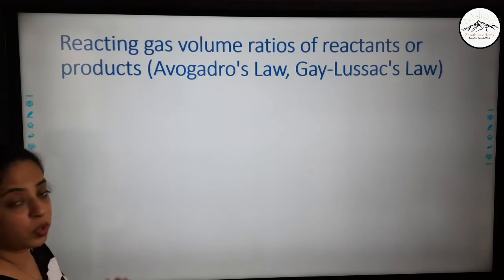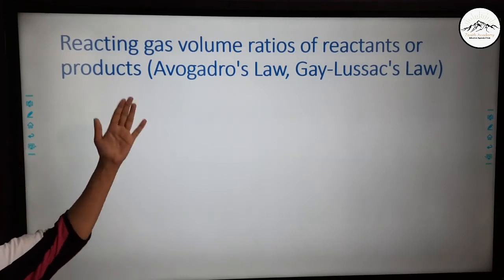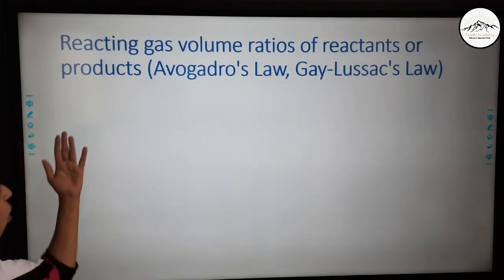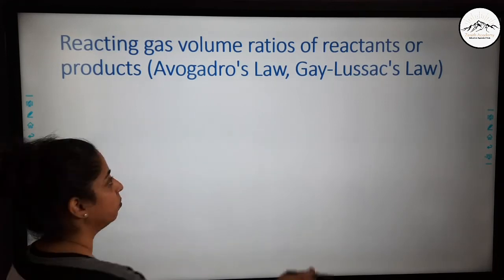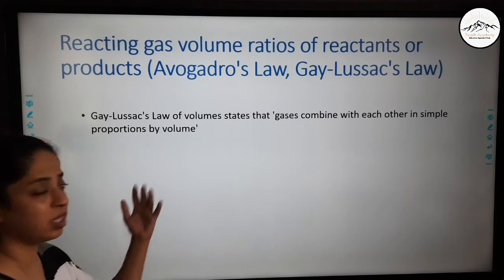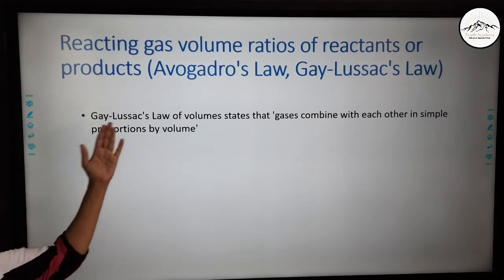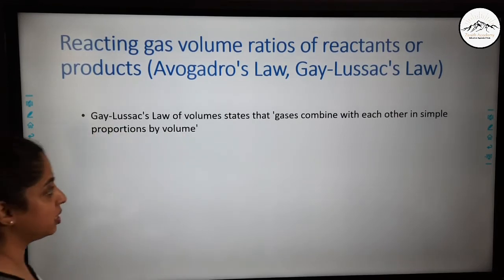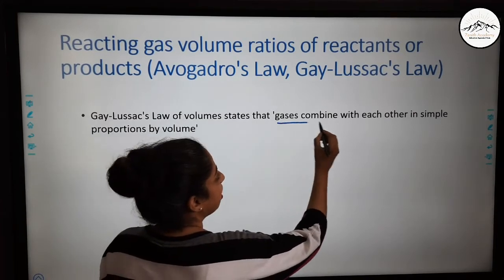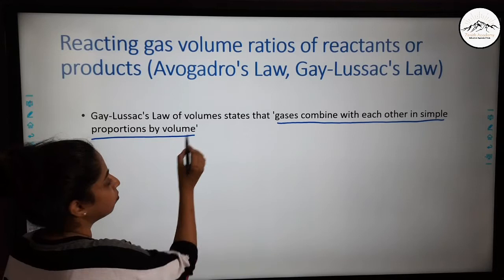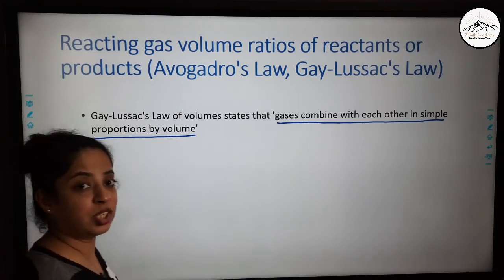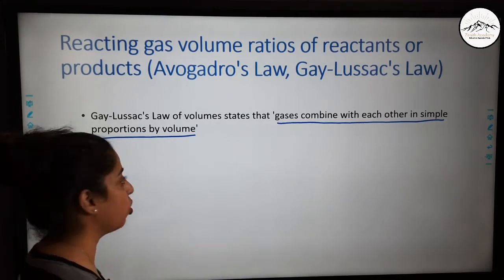Now a very important concept, reacting gas volume ratios of reactants or products by using Avogadro's law or Gay-Lussac's law. So first let us study what are these laws. Gay-Lussac's law of volume states that gases combine with each other in simple proportions by volume. So they combine with each other in simple whole number ratio of volumes.